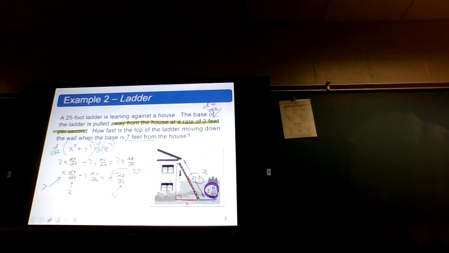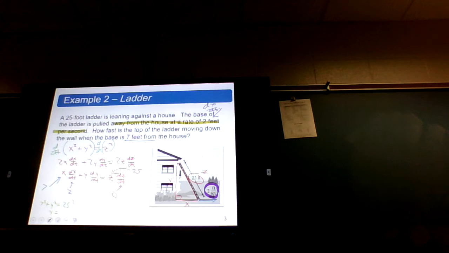Now I need either y or dy/dt. Man, it'd be nice if there was some theorem that told me that if I knew the hypotenuse was 25 and the leg was 7, how I could find the other side. It's the Pythagorean theorem. Let's do that in this screen here. So we know that 7 squared plus y squared has to equal 25 squared.